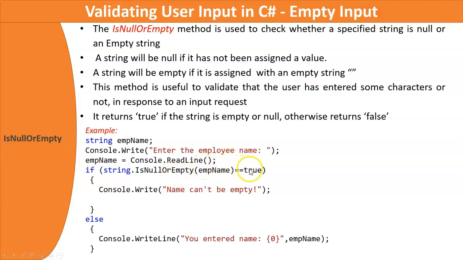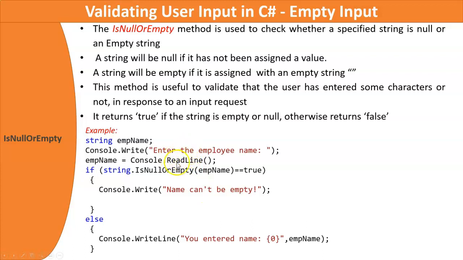So we are equating it with the true value in the first case. That is, if this method is returning true, then this condition is going to be true. In that case, we can say that it is invalid data because we haven't supplied any data in response to the prompt to enter the employee name. We are displaying an error message: Name cannot be empty.